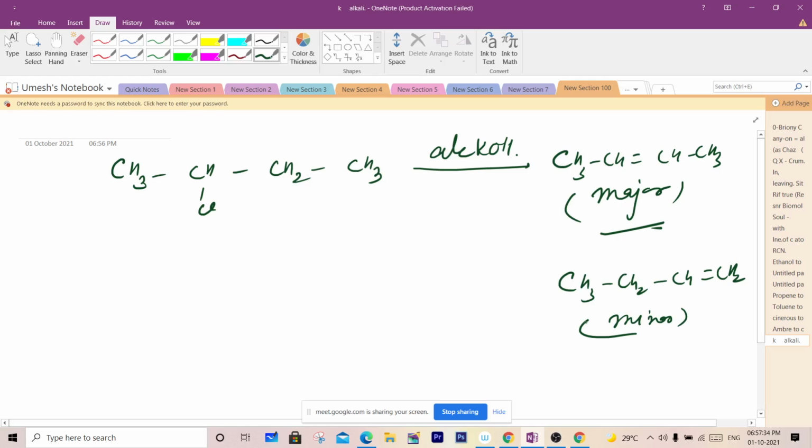Because removal of secondary hydrogen is much easier than the removal of primary hydrogens, due to the stability. You're not giving the right answer exactly. You're right, it's a major product, but why so?